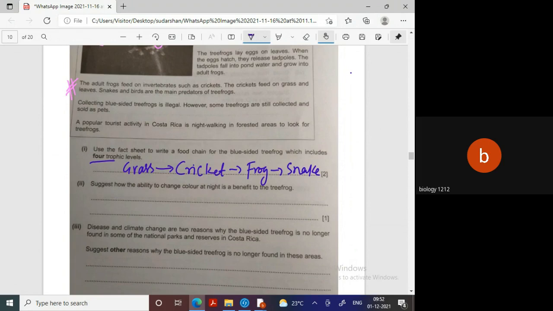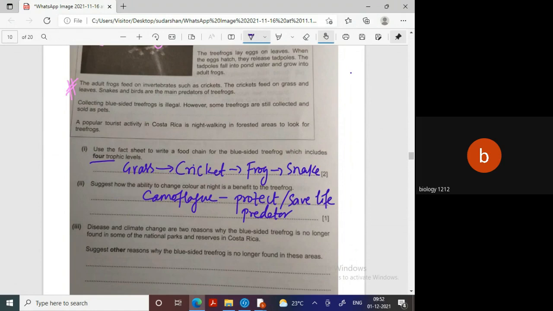Next: suggest how the ability to change color at night is a benefit to the tree frog. As you can see, they turn themselves into dark green, so they can do camouflage. What is the use of camouflage? To protect themselves from predators. So we can mention here: protect or save their life from predators. In this way they can actually save their life.